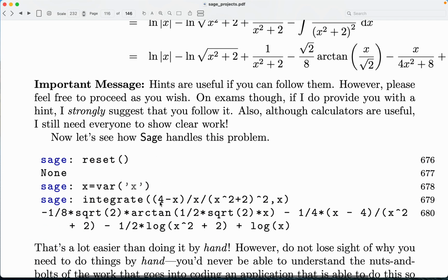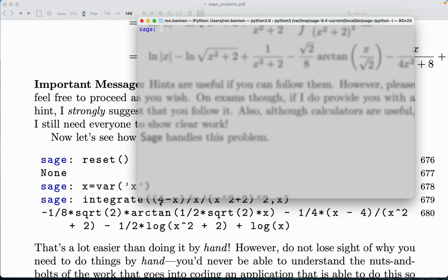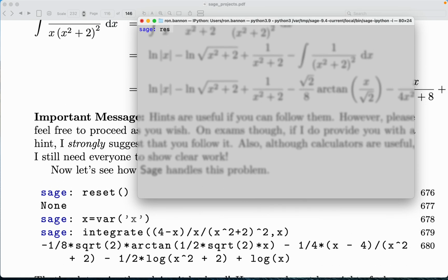But what I want to do is just go to Sage. And again, we taught you how to launch Sage before. I'm just going to open my terminal up. Sage is already running. And I'm going to start typing the code in. So reset. x is a variable.